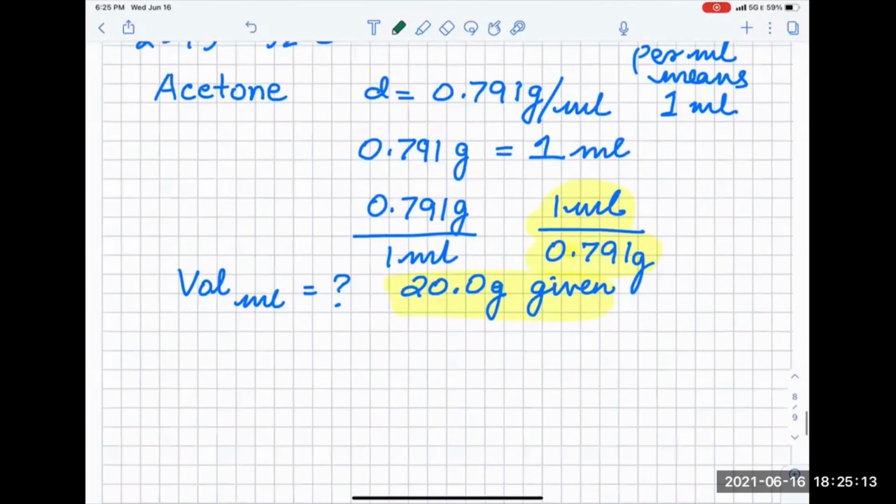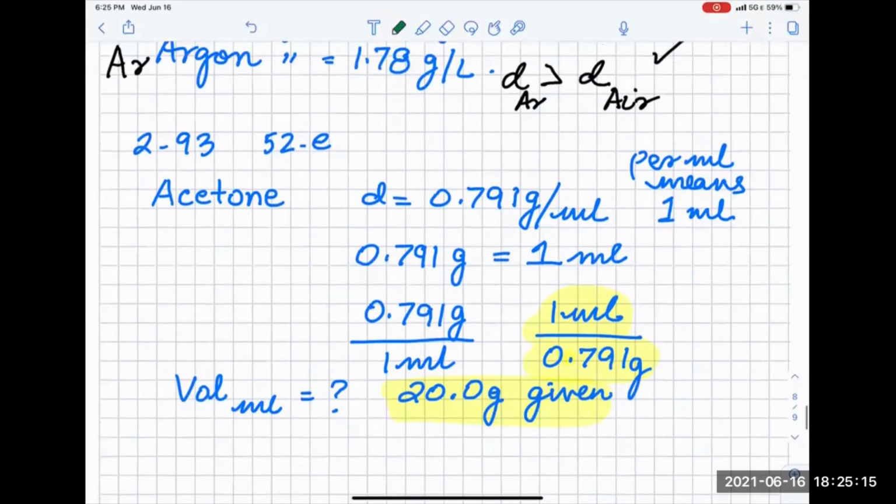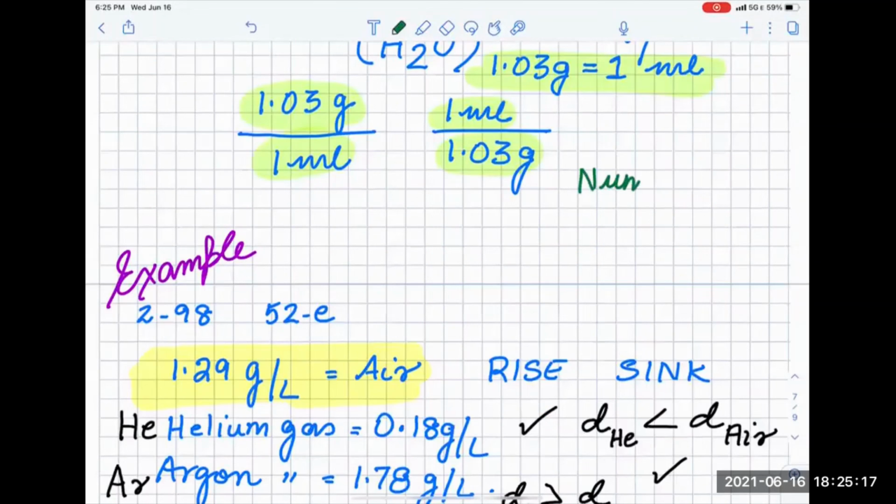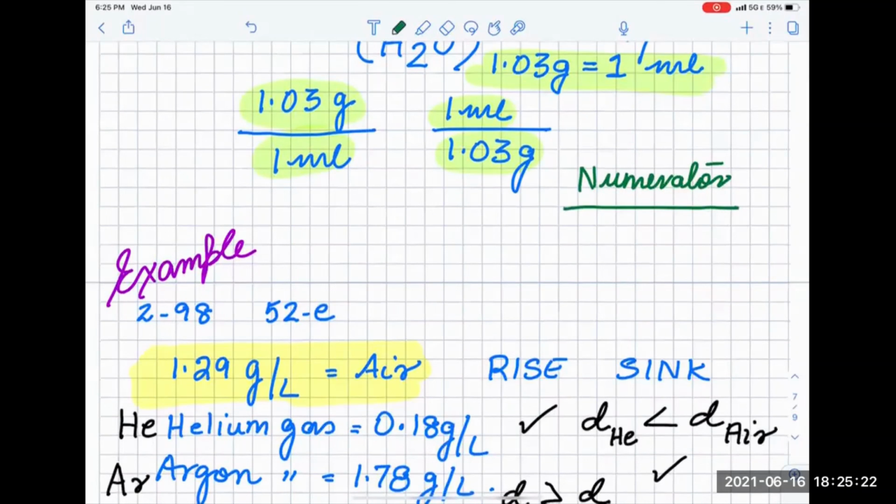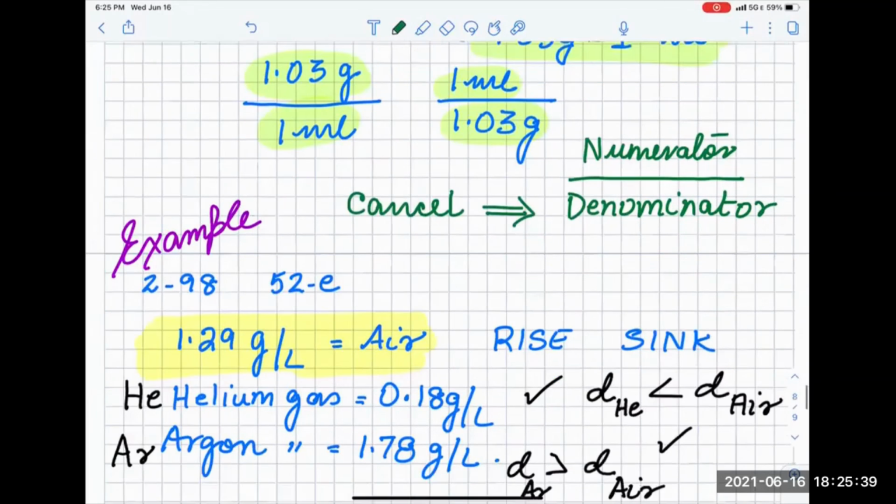Another thing for the conversion factors: numerators are the top numbers and denominators are the bottom numbers. Denominators always should cancel out, that is why they are at the bottom. So cancel out the denominators, and then you will be left with the numerator.